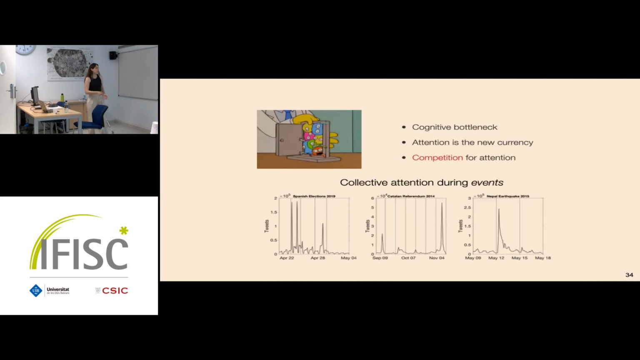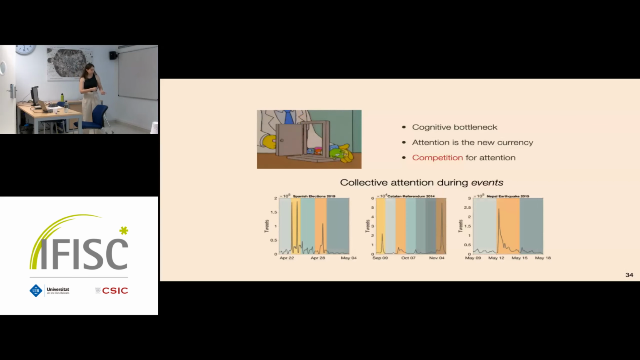So we have periods, for example here in Nepal, where the network is calm, and then we have peaks of attention in that event, for example because the earthquake is happening, so all the news outlets and people are tweeting about this event. Here we have the events in yellowish, and the calmer period in blue.